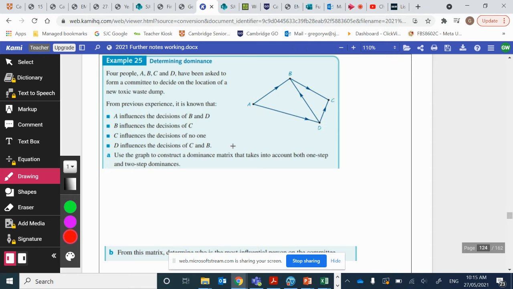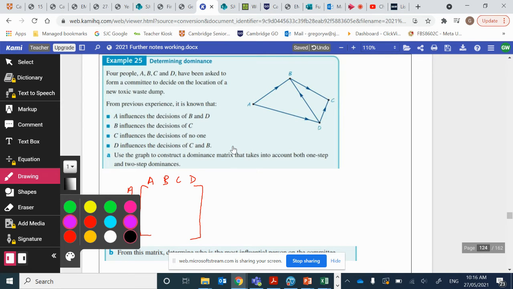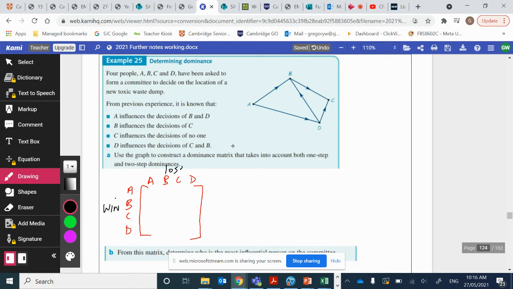So we can put all that together. First we need to use the graph to construct a dominance matrix which takes into account both one and two step. So we'll start off with our one step. How many players means how many rows. So we've got A, B, C, D, and A, B, C, D. And we always put the winner on the rows and the loss on the columns.